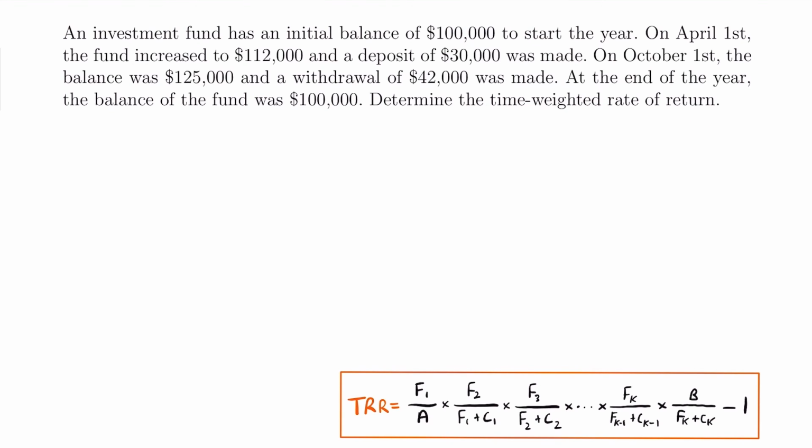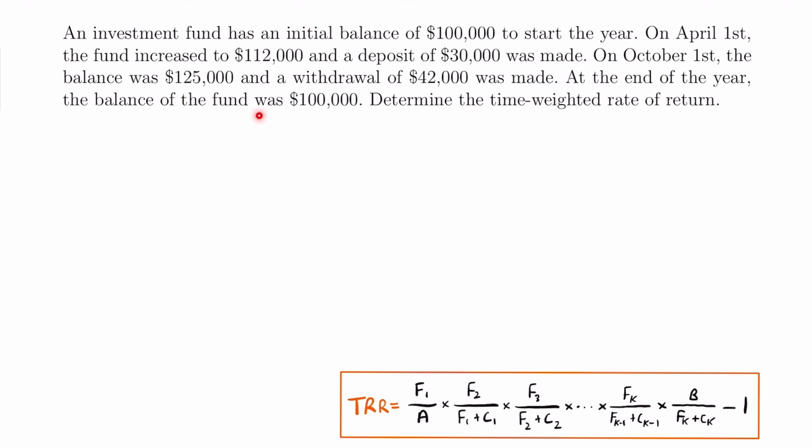Okay, and so what you want to do here, every time that you want to calculate the time-weighted rate of return, is to draw a timeline for your scenario and label the timeline with all the different balances, all the different cash flows, and their respective dates. And so in this case, how many dates do we need to make a note of? Well, we know that we have an initial balance, so that's going to be January 1st. That's one date. Then we have a reported balance for the fund on April 1st, so that's our second date. And then we have another reported balance on October 1st, and so that's our third date.